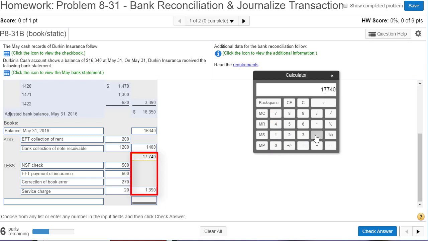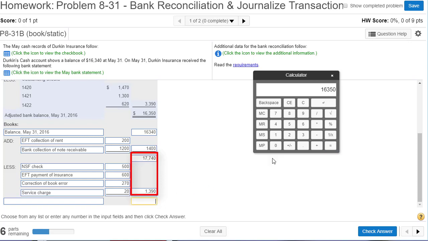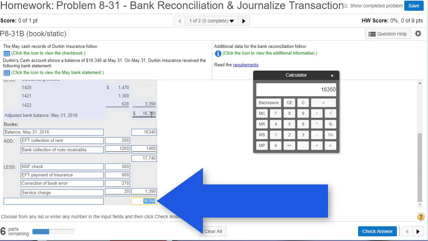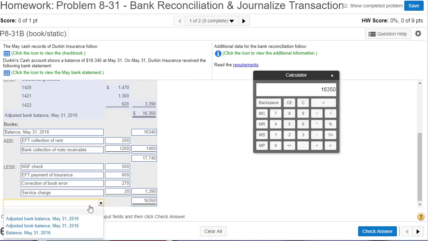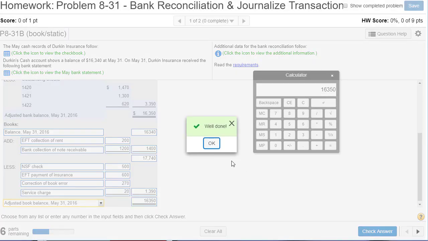17,740 minus 1,390 gives us 16,350. Now you have to double check. Is this total here the same as this total? Yes, it is. That means we've done the bank reconciliation correctly. So this is our adjusted book balance. So we're done with the bank reconciliation.